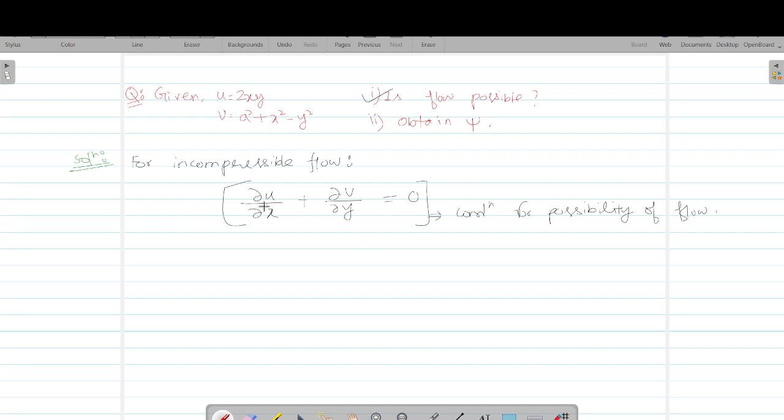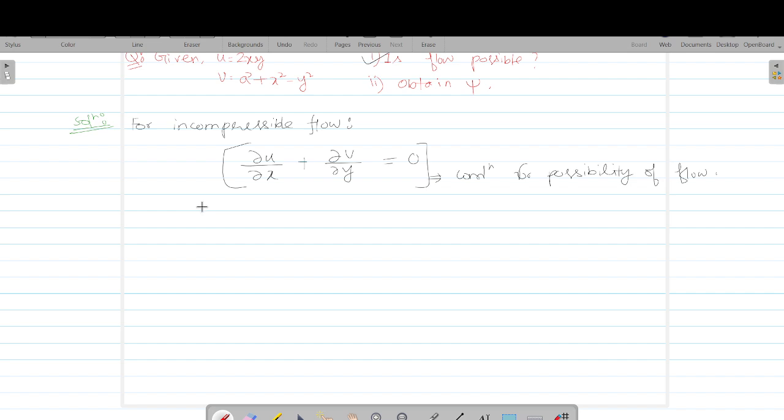That means if you do a partial derivative of u with respect to x, and add it to the partial derivative of v with respect to y, and if the summation of these two gives you 0, that means it is a flow which is possible. Okay, so now let's see how we can do this. First, let's figure out the value for du dx. What is it going to be? dx of u, which is given as 2xy, is going to be 2y.